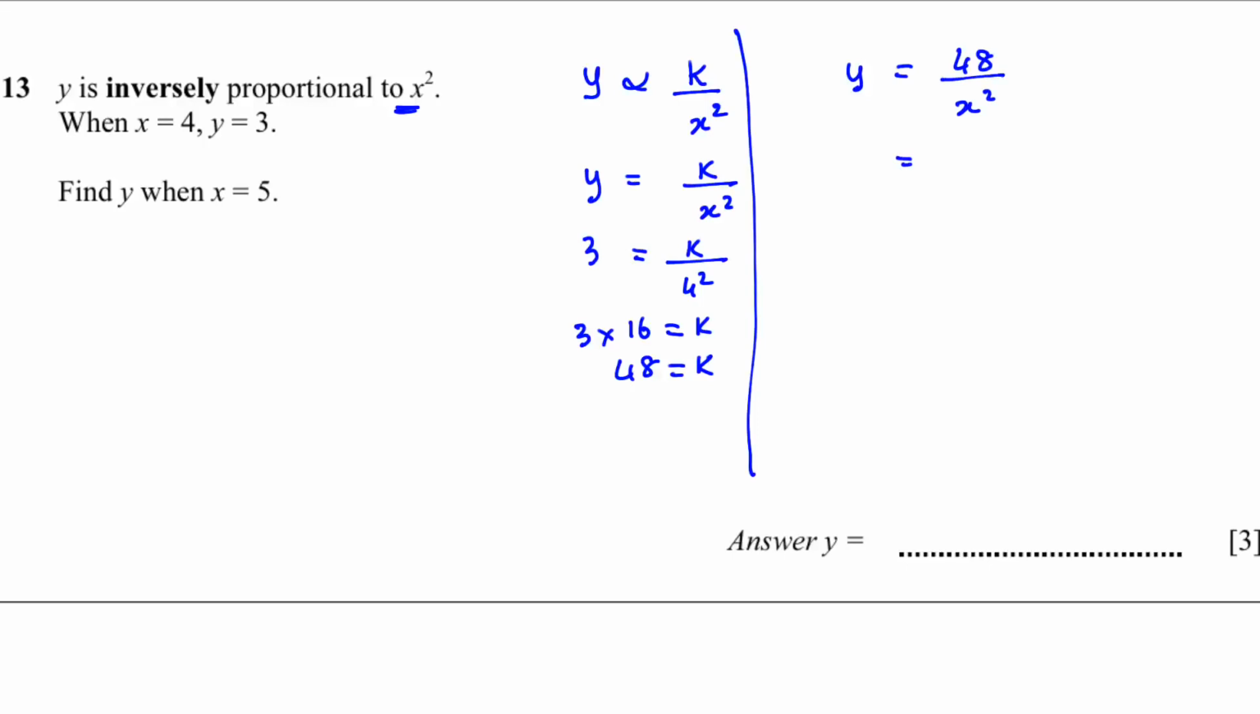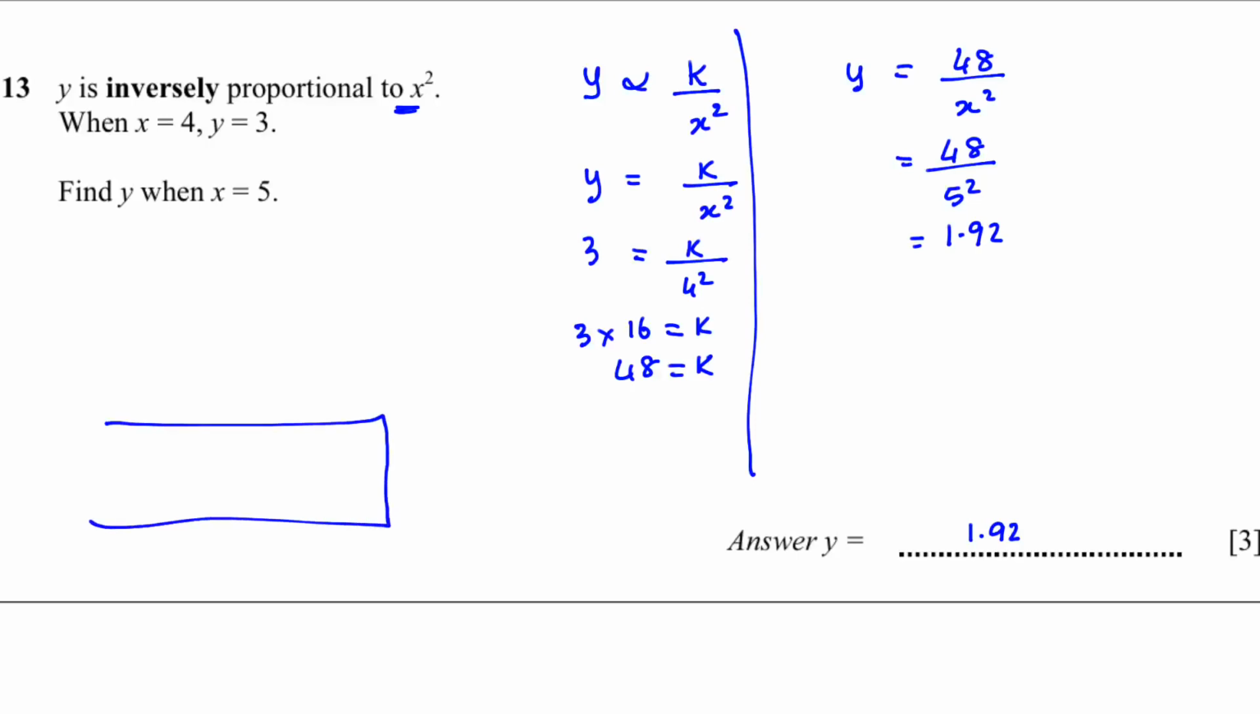We have to find y when x is 5. So 5 squared. And the answer we will get is 48 divided by 25 is 1.92. Just a quick reminder, if it is directly proportional, then it will be y is equal to kx.